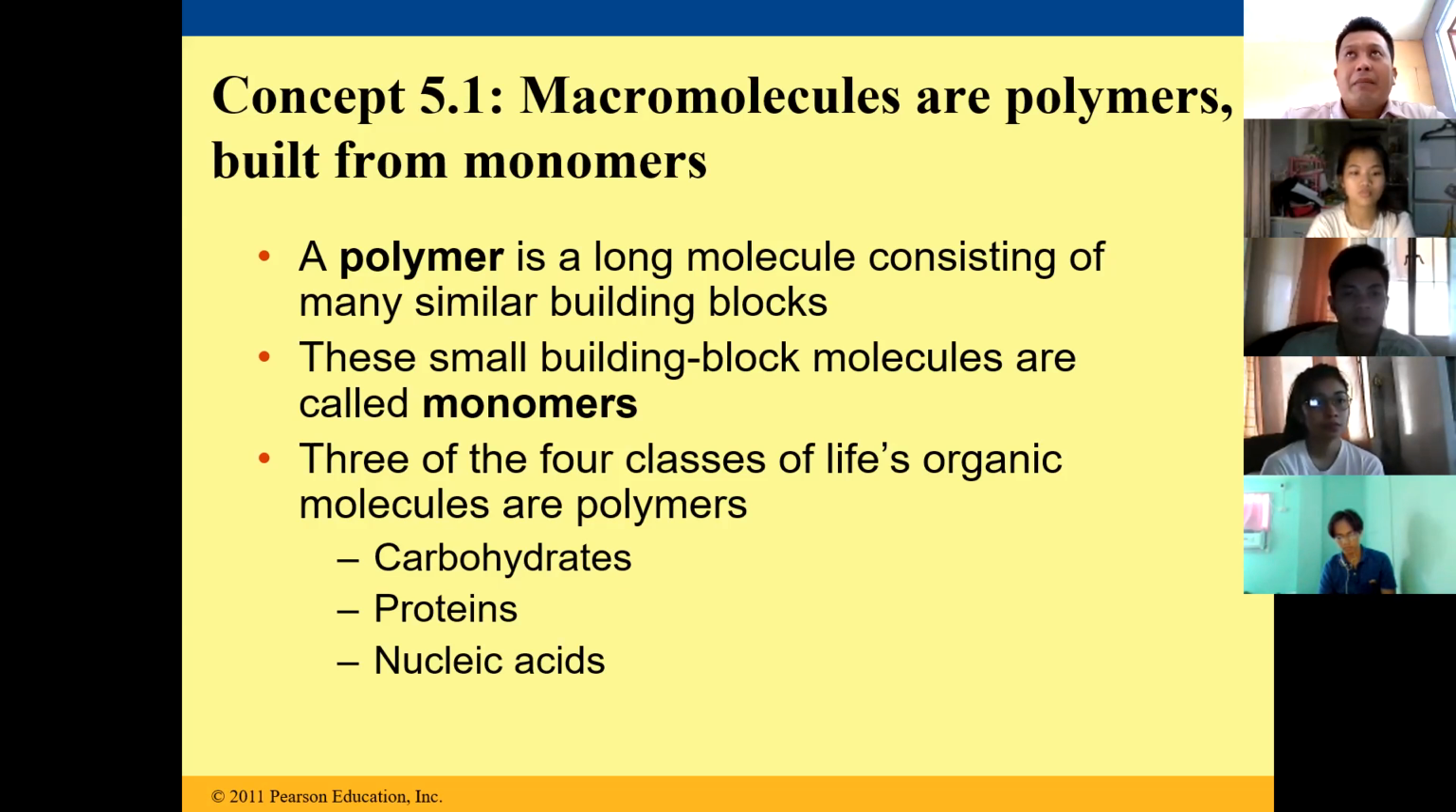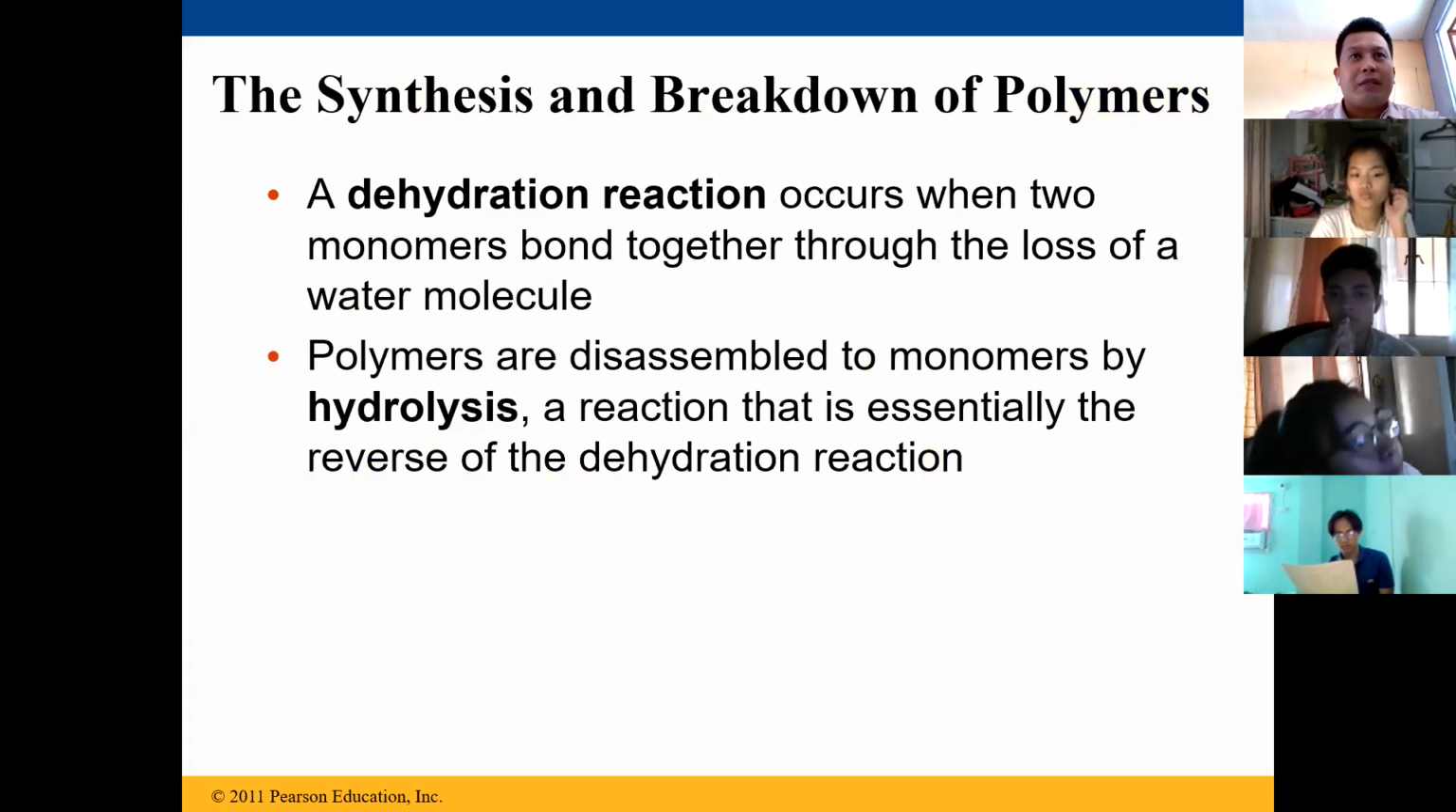When we combine monomers, class, in the process known as dehydration, we will create polymers. We can also break the polymers into monomers in the process known as hydrolysis. Dehydration means removing water from each of the monomers. Hydrolysis means adding water to the polymer. As such, the polymer will be broken down into monomers. So in your frame right now, the synthesis and the breakdown of polymers follow two processes.